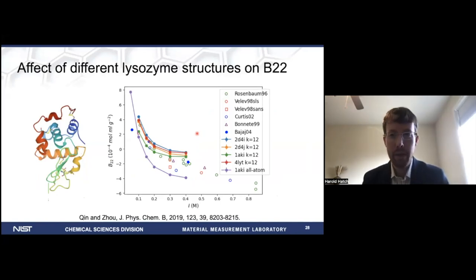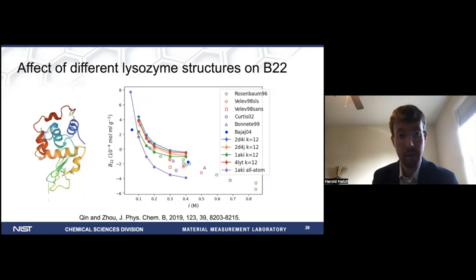So one of the major assumptions that we make in this approach is that the structure is rigid. Here I'm showing virial coefficients with ionic strength for a number of different PDB structures of the lysozyme protein. These four lines are four different PDB structures of lysozyme, and the colored symbols are various experimental data. The effect of this rigid assumption is tested by looking at different configurations, and we see differences in the virial coefficient roughly on the order of the variations that we see in experiment.